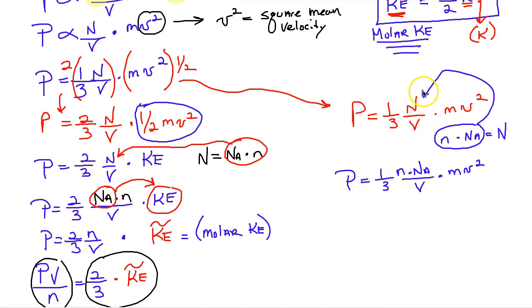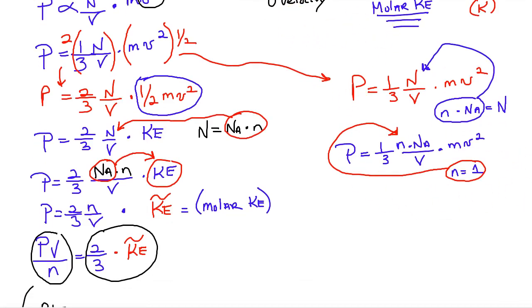Now, let's continue. We're going to do this for 1 mole, so n is equal to 1. If n is equal to 1, for a 1 mole equivalent, we can see that this goes to 1. So if it's 1, it's just going to go away. So I'm going to have pressure is equal to 1/3. Now this is going to go to 1, so I forget about it. It's going to sit there as 1, so I don't need this symbol anymore. Na, Avogadro's number, over volume times mu squared.